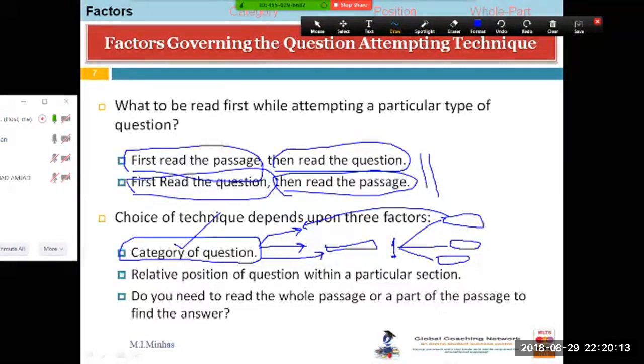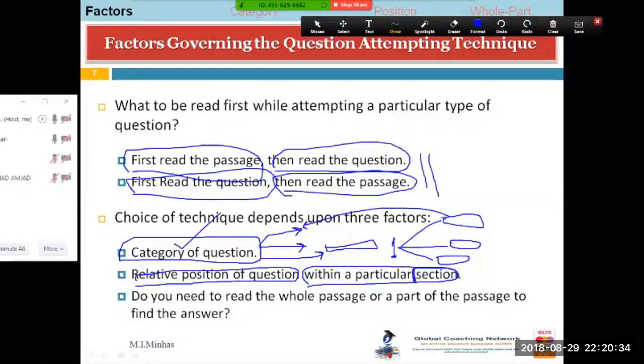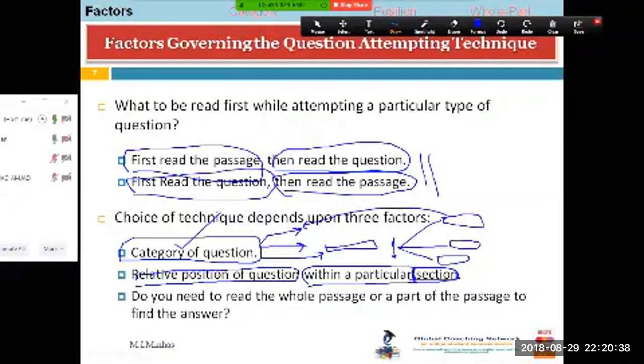Second thing, I just told you, the relative position of a question within a particular section. Like we just saw that the summary completion question came towards the end of section 2. If that would have come in the beginning of section 2, it would have made us crazy.